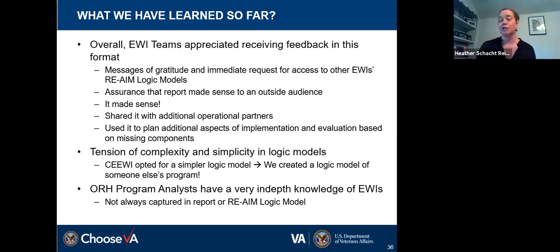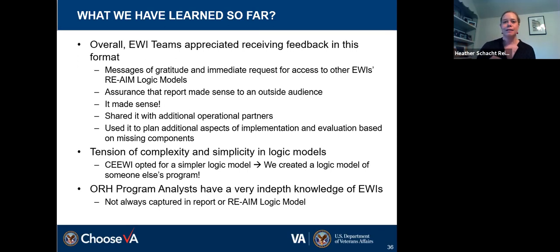We found out that they were sharing it with additional operational partners to explain their EWI. And also we've started to hear that they've used it to plan additional aspects of implementation or evaluation, based on what was missing that they could see now in this logic model.